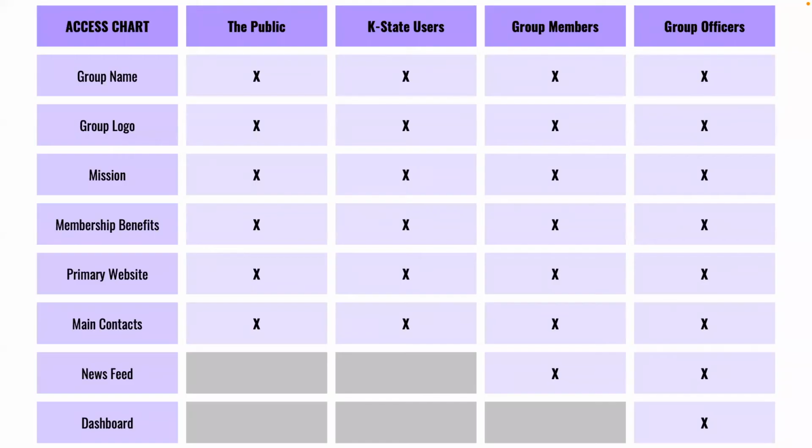Each category of user has slightly different access to your group's information. This chart shows you what each type of user can see when they look at your group in OrgCentral. We just discussed the dashboard, which is only visible to people listed as officers of your organization. Now let's talk about items that everyone can see.